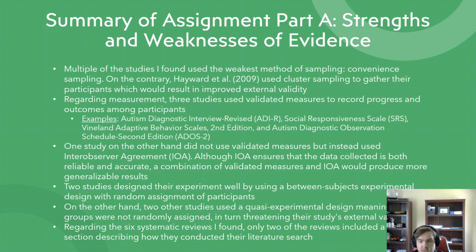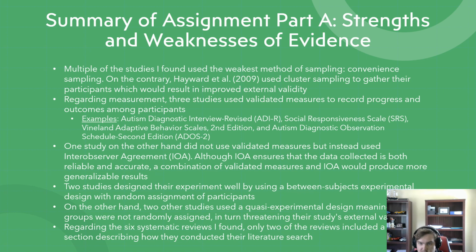One study, on the other hand, did not use validated measures, but instead used Inter-Observer Agreement, also referred to as IOA. Although IOA ensures that the data collected is both reliable and accurate, a combination of validated measures and IOA would produce more generalizable results. 2 studies designed their experiment well by using a between subjects experimental design with random assignment of participants. On the other hand, 2 studies used a quasi-experimental design, meaning that their groups were not randomly assigned, in turn threatening their study's external validity.